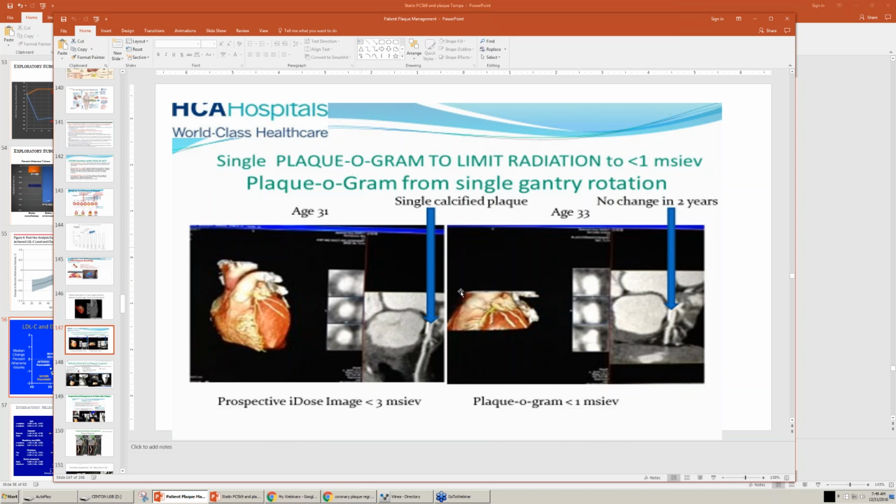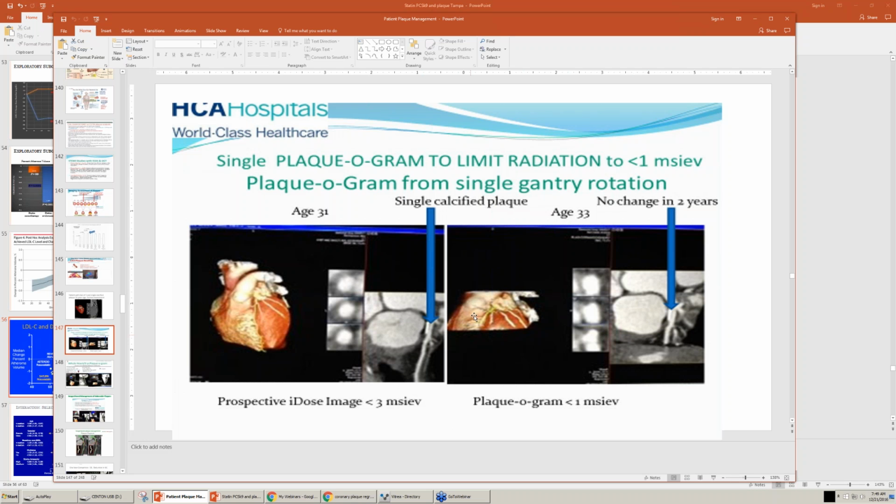Well, here's a patient with a plaqueogram, and basically this gentleman is 31 years old. He's in the military. He's got this plaque that's on the septal side of the left anterior descending, and it's linear, looks like a staple, the way it's so linear. It's positive remodeling, 31 years of age, and basically we tracked him at age 33.